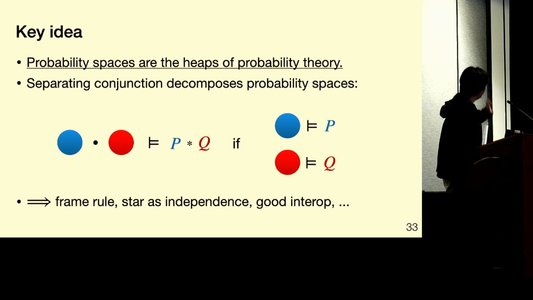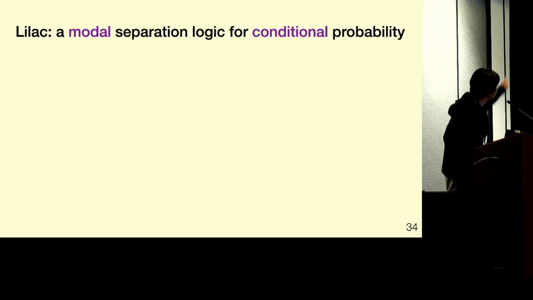So this is the main result that we have in our paper, that from this insight we can get a really nice separation logic, and it all flows from this one thing. But there is another thing that we did, which is why the paper title is a modal separation logic for conditional probability, and not just a separation logic for probability. And that's that we have a modal approach to reasoning about conditioning.